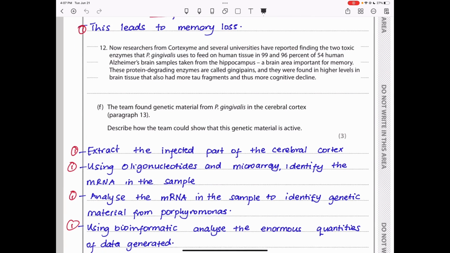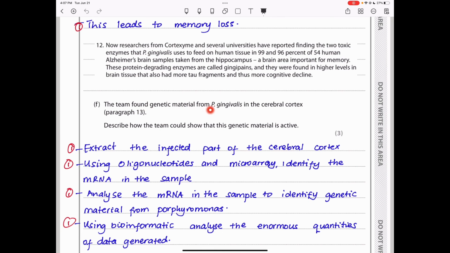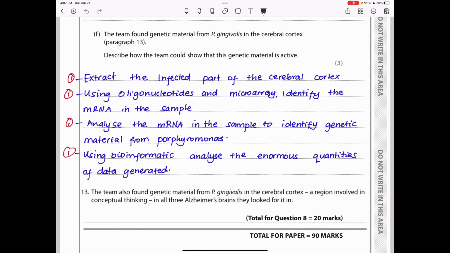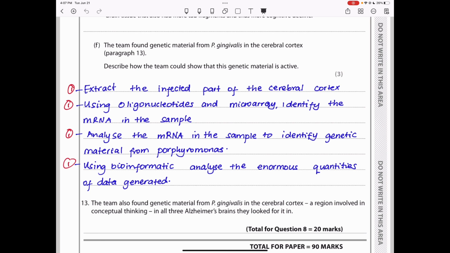The last part, question F, says, the team found genetic material from P. gingivalis in the cerebral cortex, which is paragraph 13. They say describe how the team could show that this genetic material is active. So again, let me read paragraph 13. It says the team also found genetic material from P. gingivalis in the cerebral cortex, a region involved in conceptual thinking. In all three Alzheimer's brains, they looked for it.